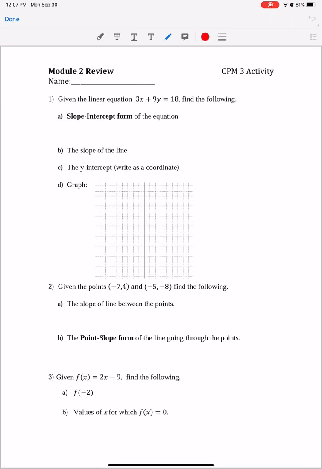It says, given the equation 3x plus 9y equals 18, find the following. We need A, find the slope-intercept form. So, your slope-intercept form, this is one of the things you've got to memorize, is y equals mx plus b. So what we need to do then is just take this equation here and get y by itself.